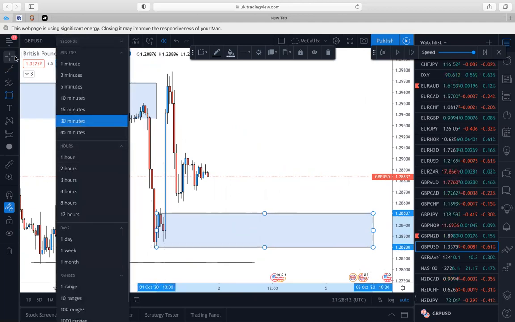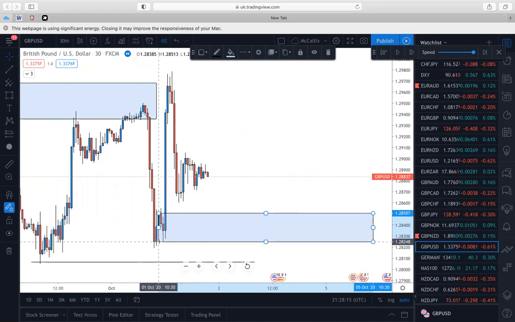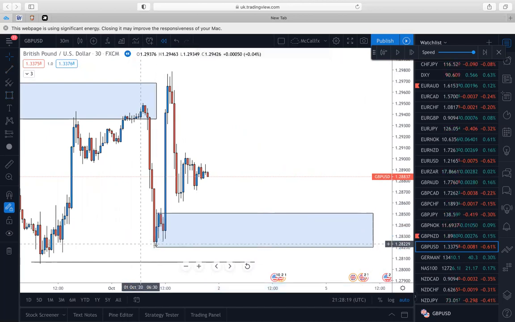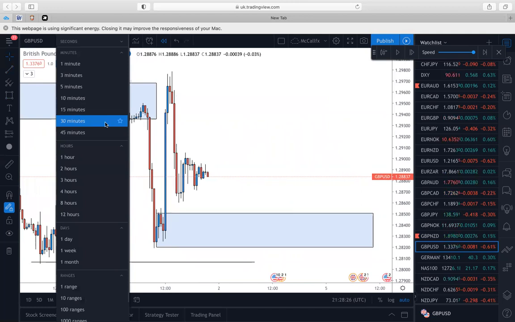I could have chosen this side to be my demand structure, right? This side. But I just want to play safe. Sometimes the market plays tricks and then the market will break this level, comes in, and then goes back up. And then you lose your trade, even though you had the right direction. So I'm just trying to play safe.